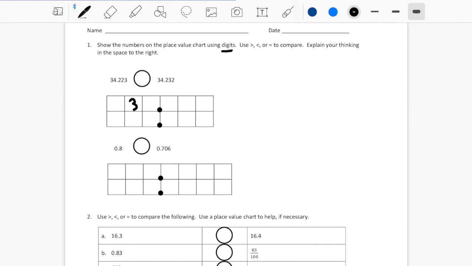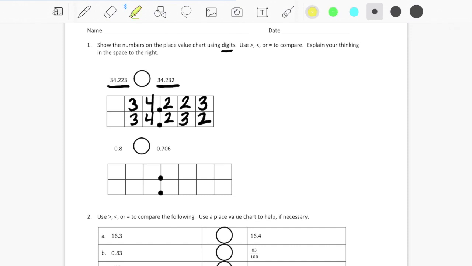So I'm going to fill in my first number, which is right here, 34 and 223 thousandths. And I'm going to compare it to this number, 34 and 232 thousandths. So when I'm comparing, I start with my biggest place value, which in this situation with these two numbers is my tens. When I look at my tens, I see I have 3 in both numbers. So far they're the same.